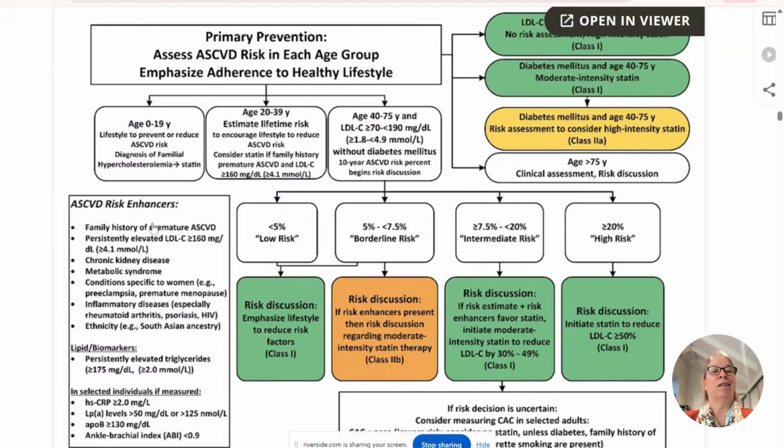Now, there are a lot of additional risk factors. So Southeast Asian heritage, chronic kidney disease, persistently elevated LDL, metabolic syndrome. And if you're a woman and you've been pregnant in the past, if you had preeclampsia or premature menopause, your risk increases. So there are also some additional lab values we can do. So cardiologists use this schemata to help each patient find the right therapy for them.